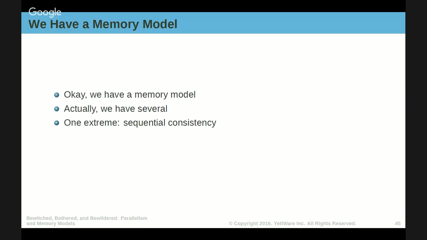A way to think of this is that if you have a bunch of people in one line wearing red shirts and a bunch of people in another line wearing blue shirts, you can intermix them however you wish, but you're not reordering the people, right? Not reordering them from their line. That's exactly what sequential consistency is.